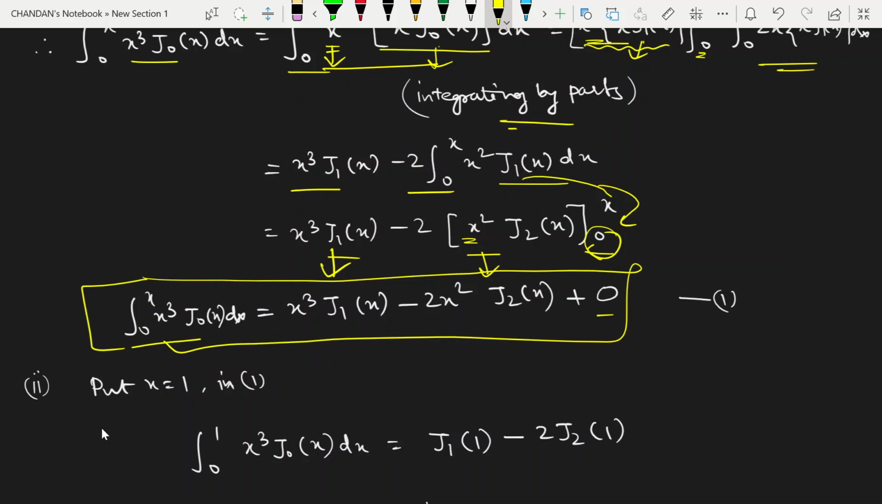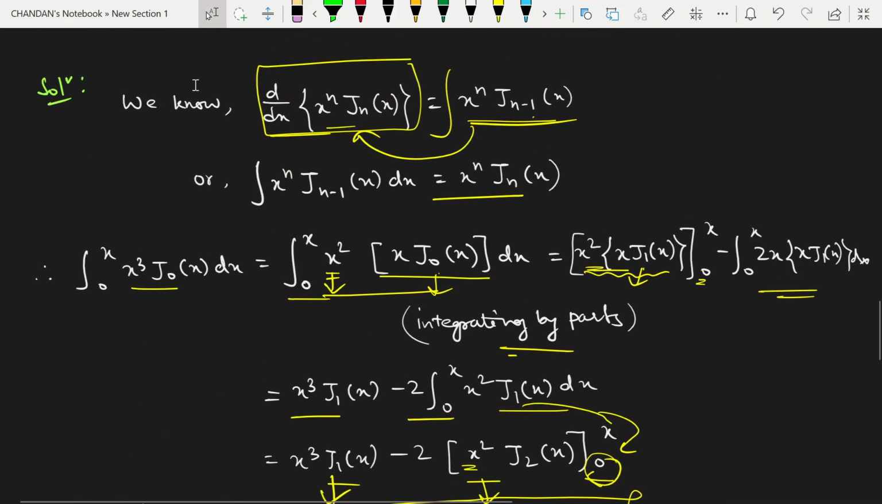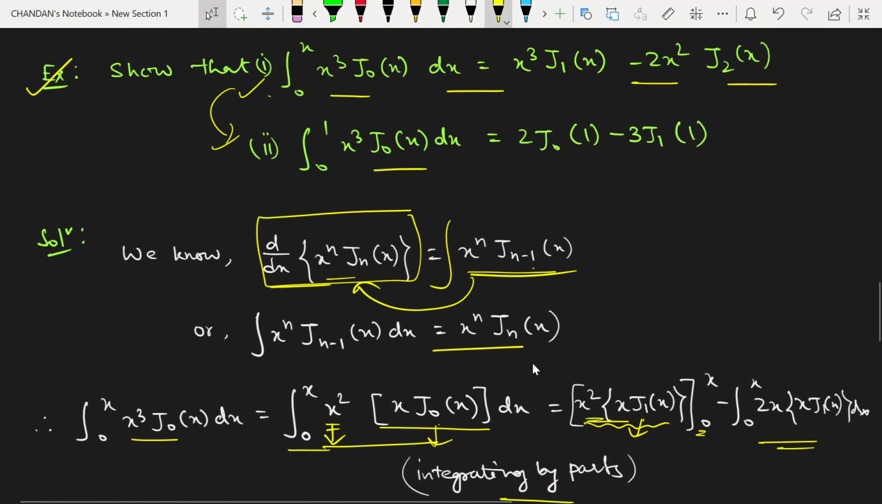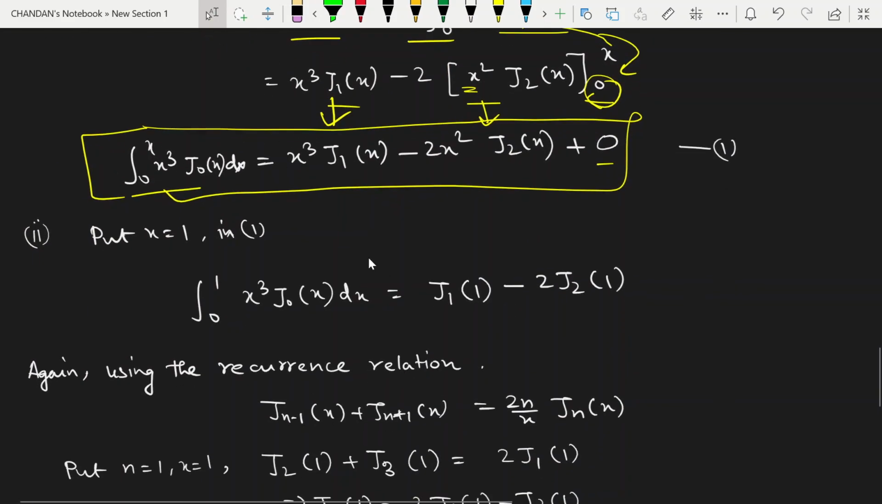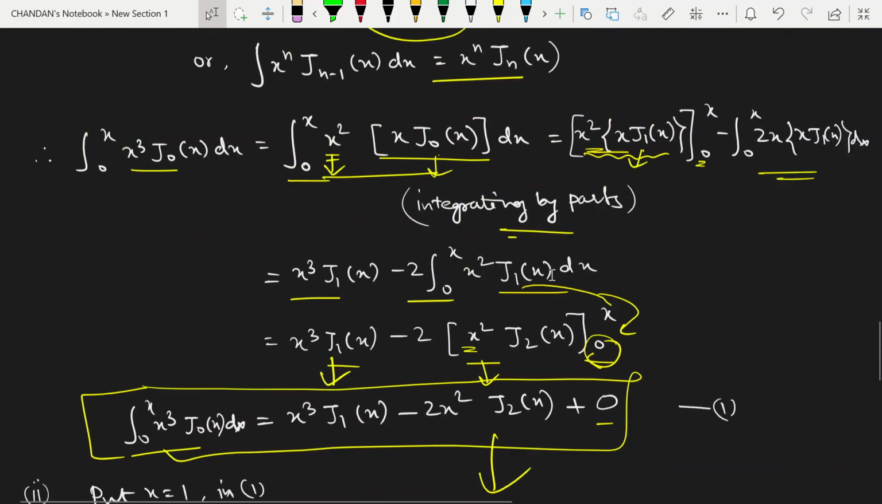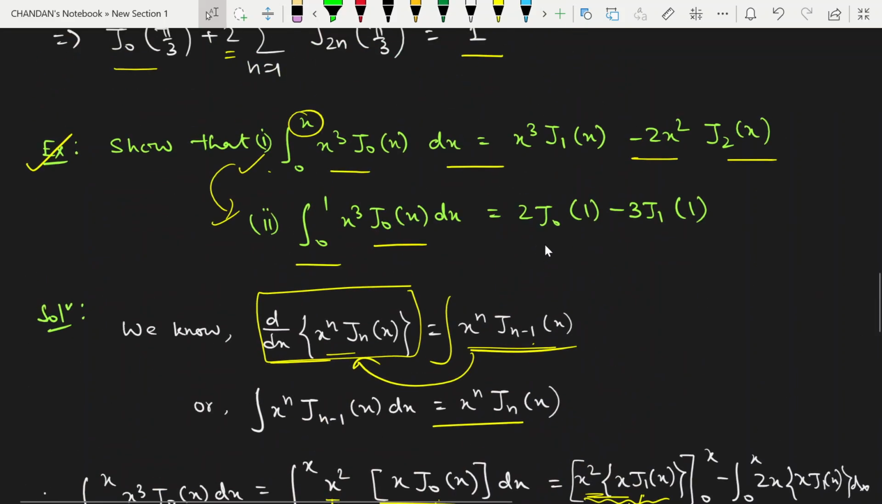Okay, now the second part is integration from 0 to 1. So we can just put x equal to 1 in the upper limit. Now if we put x equal to 1, then we get the integral from 0 to 1 of x cube J0(x) dx equal to J1(1) minus 2 J2(1), directly from this result. Now here no term in J2 is present on the right side.